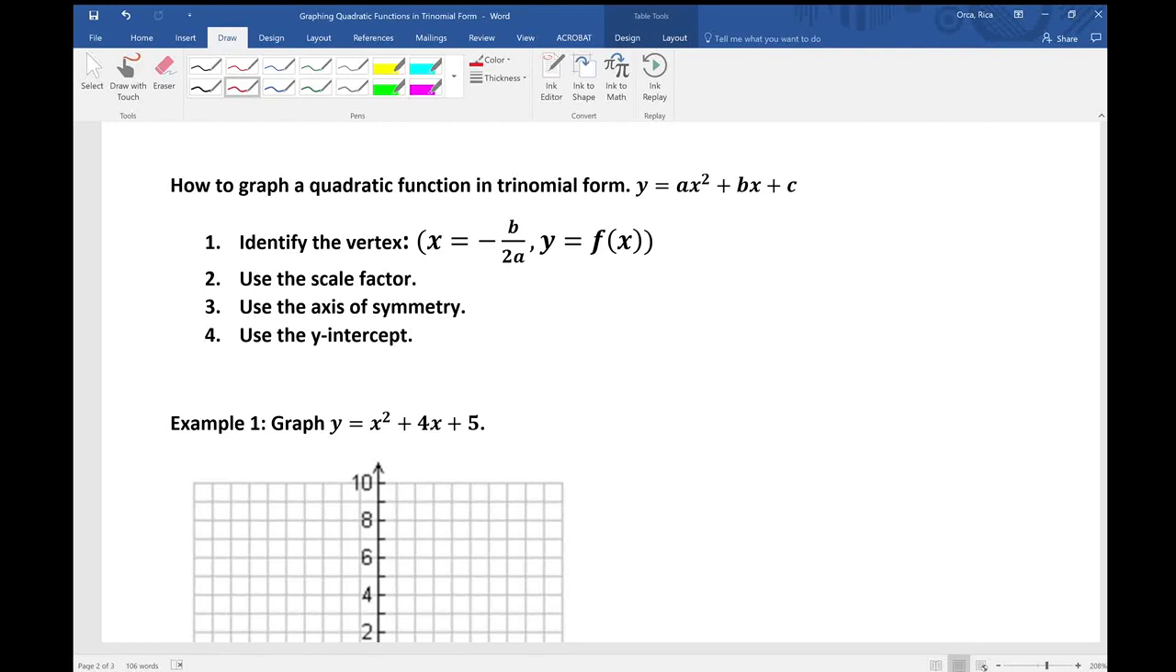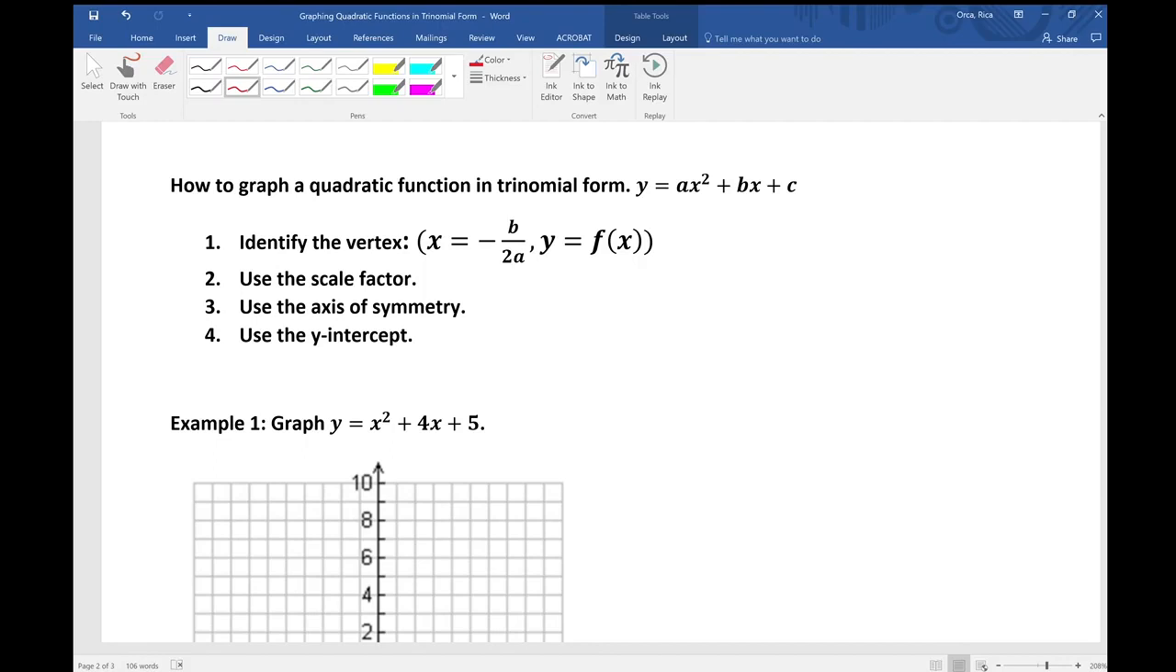In this part of the video, I will show you how to graph a quadratic function in trinomial form. Trinomial form is y equals ax squared plus bx plus c. Sometimes we call trinomial form standard form. How do you graph a quadratic function in trinomial form?